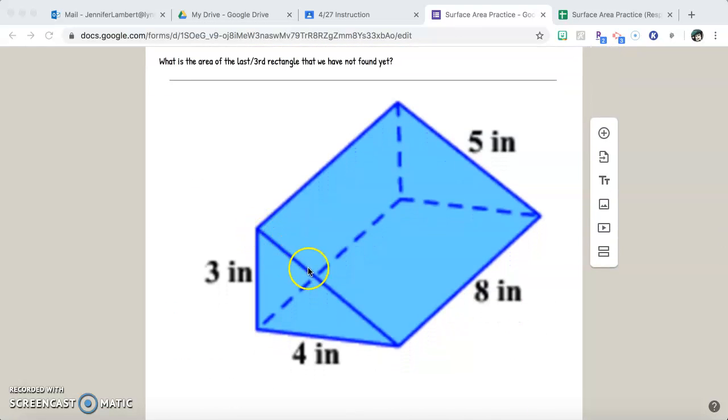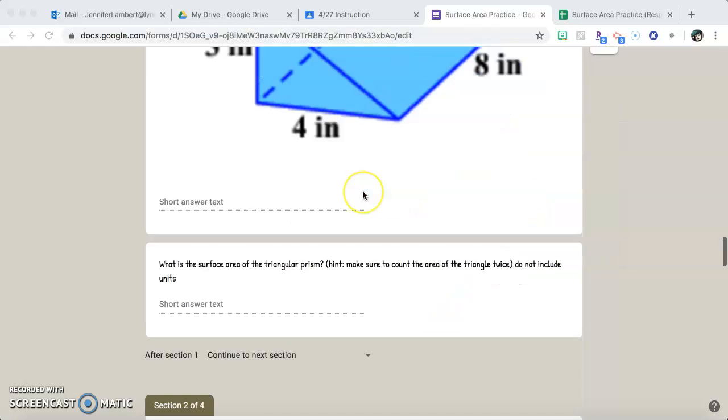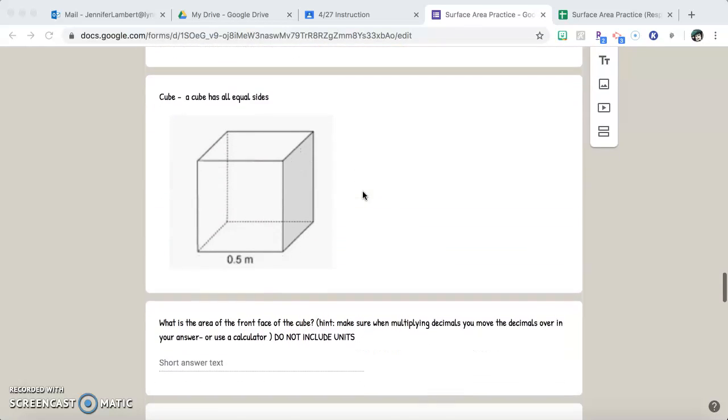Then lastly, I have the piece that I'm tracing over here. Those dimensions, it tells you right on there, 8 by 5. So 8 times 5 is 40. I'd add those all together.